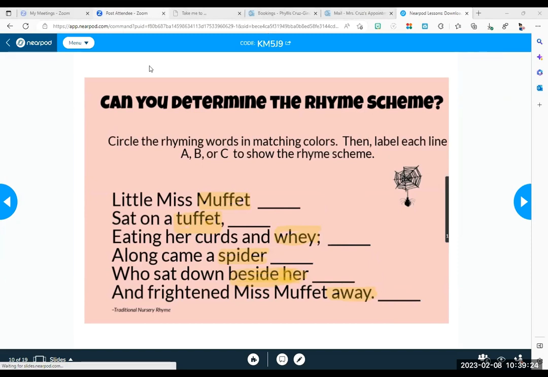I would too. I would write little A's on the first line and the second line to show that they rhyme. What about way? What rhymes with way? Spider, beside her, or away? Oh, I think you know it. Would you label those B? Anything that rhymes with way would be a new rhyme. So that would be B.